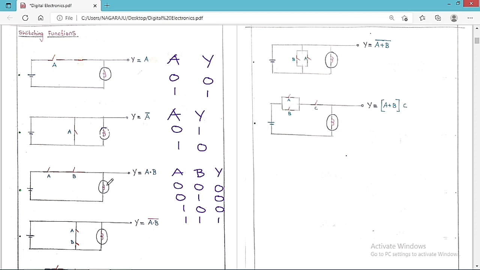See, switch equal to on means it is 1. Switch equal to off means 0. Bulb equal to on means 1. And bulb equal to off means 0. So this is the concept that you always have to remember.